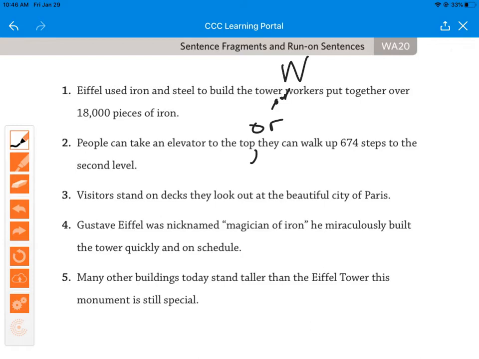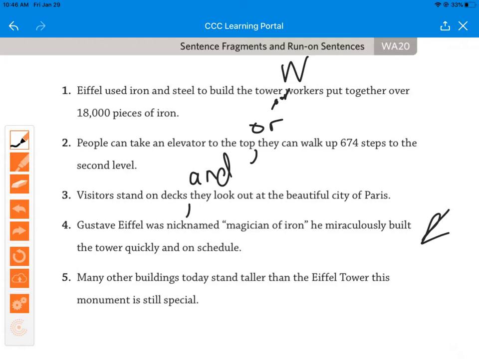Number 3, visitors stand on decks. They look out at the beautiful city of Paris. That is a run-on sentence. There are two separate sentences. We could combine it using a conjunction, though. Visitors stand on decks, comma, and they look out at the beautiful city of Paris. Would we say or and? In that case, it would be and. Another way to combine sentences, as in example number 4, would be to use a subordinate conjunction.